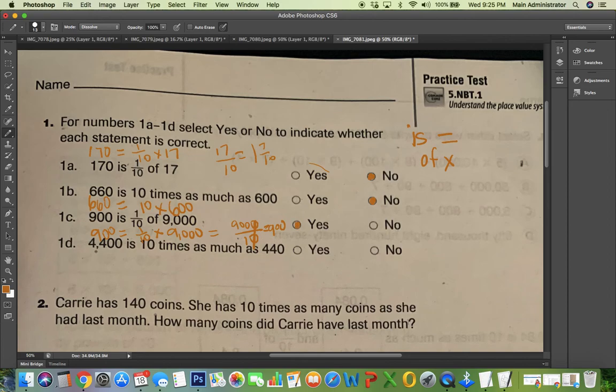Let's take a look at this one. 4,400 is 10 times as much as 440. When I multiply with a 10, I just have to add another 0. So I put another 0 at the end, and that does match, so this is also a yes.